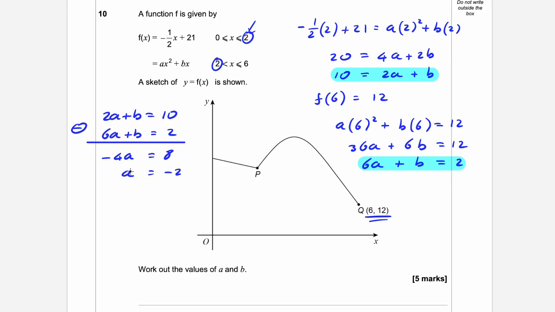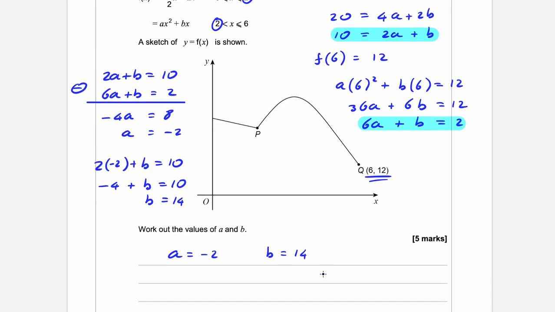Okay, so a is negative 2, and then I can sub this into any one of the equations to get b. Let's just do it into that first one. 2 times negative 2 plus b equals 10, so minus 4 plus b equals 10, b equals 14. So a equals negative 2, b equals 14. Okay, that's question 10.